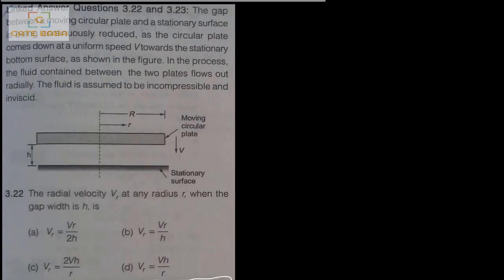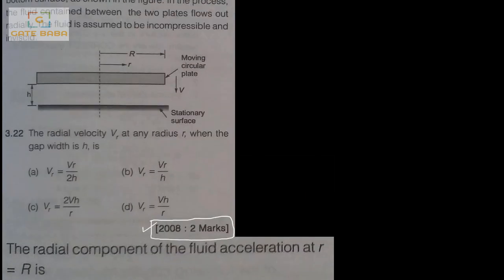What is the question? This is a linked data question. The gap between a moving circular plate and a stationary surface is continuously being reduced. The gap is continuously reducing as the circular plate comes down at uniform velocity. It is a circular plate coming down with constant velocity v towards the stationary bottom surface, as shown in the figure.